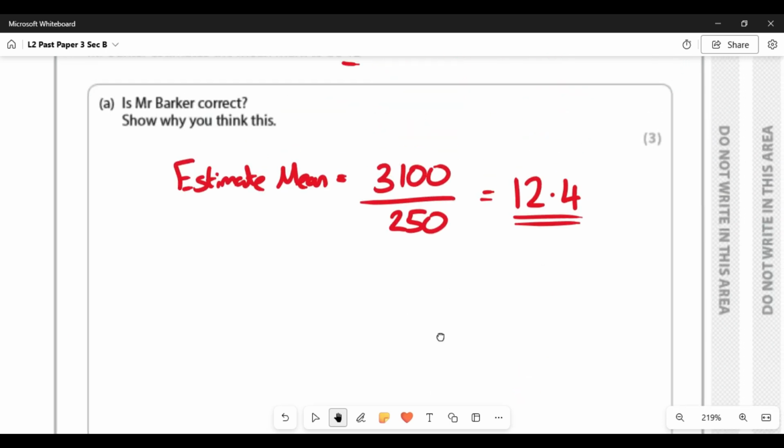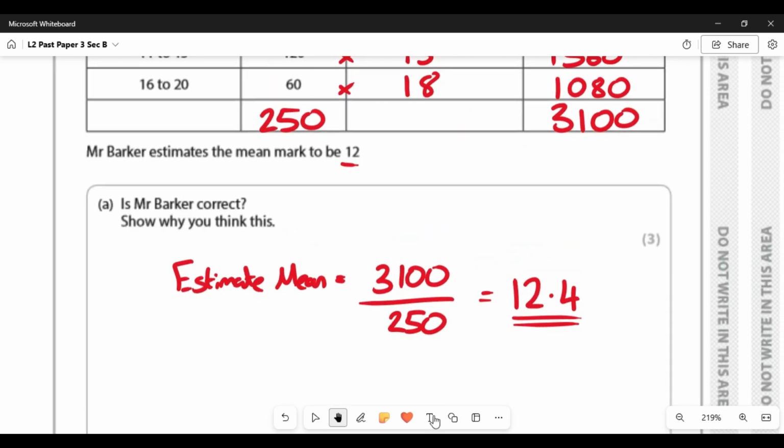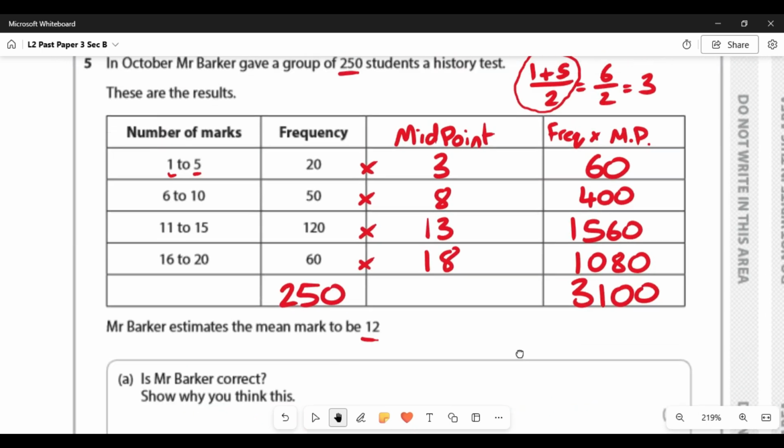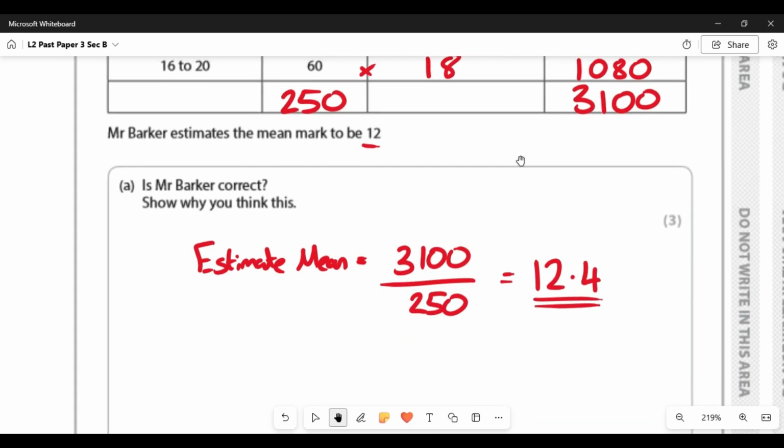Yep. So obviously, you get 2 marks for your working and 1 mark for saying yes. So that's part A done. Let's move on to part B.